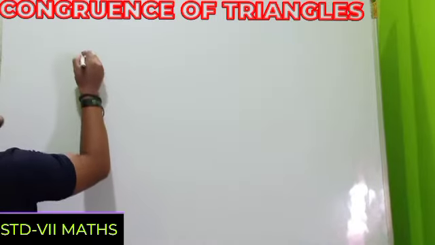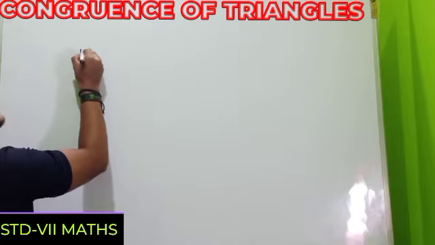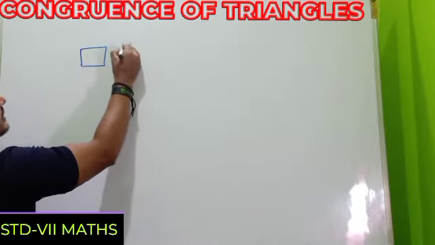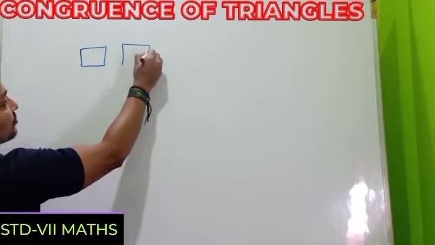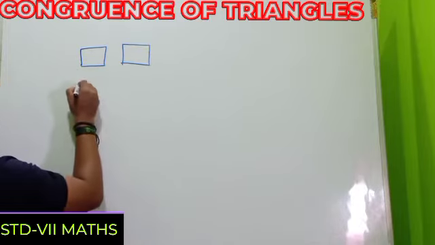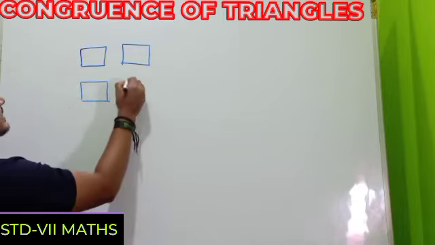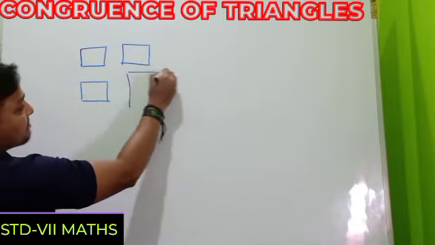See, here is another example I am giving. This one is a square. This one is another square. And here is also one square. Here is another square.